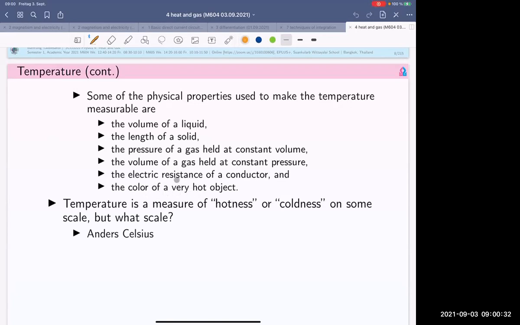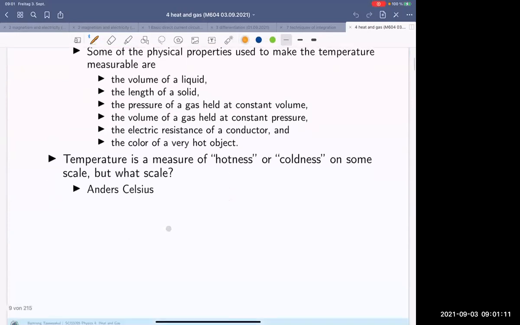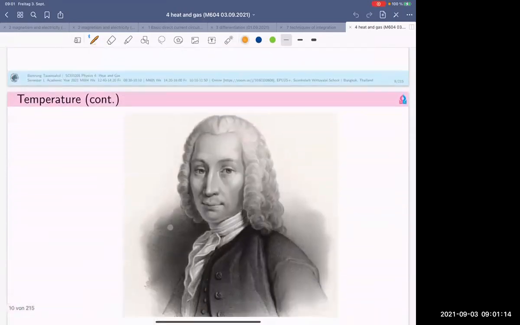temperature by observing the color of that fire, or any object. Temperature is the measure of hotness or coldness on some scale, but what scale are we going to use? Of course, you may have seen the temperature unit in degrees Celsius. That's the most familiar unit that we have seen when we are in Thailand. But if you have ever been in the United States or even in Great Britain, they also use a different temperature unit.